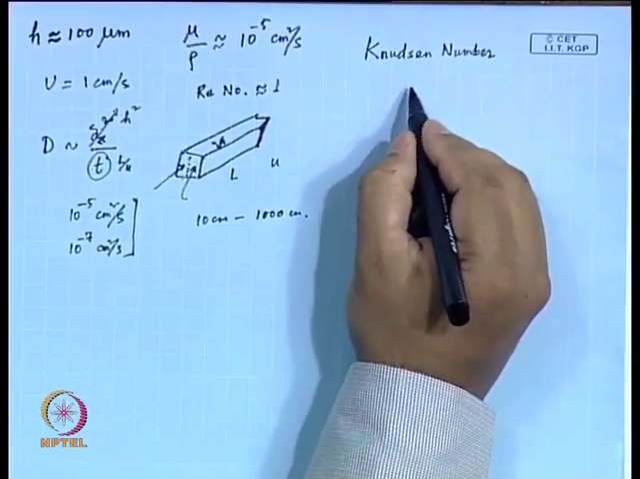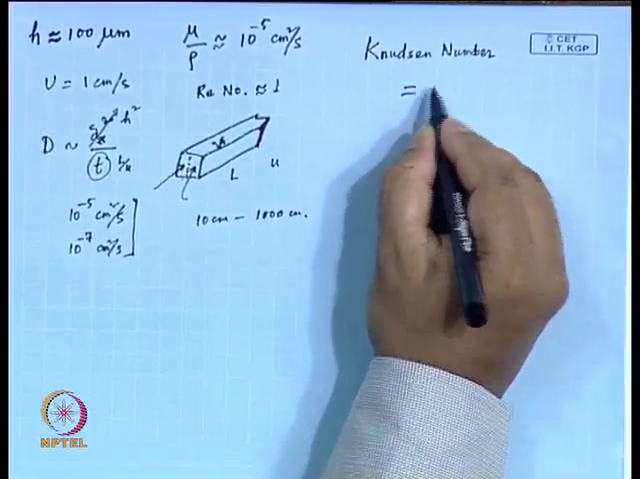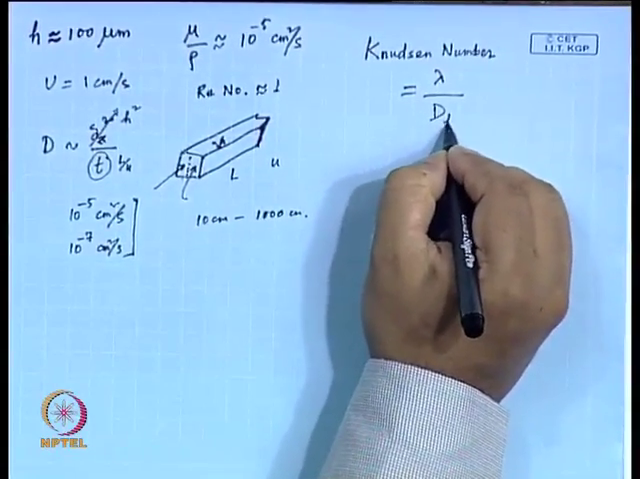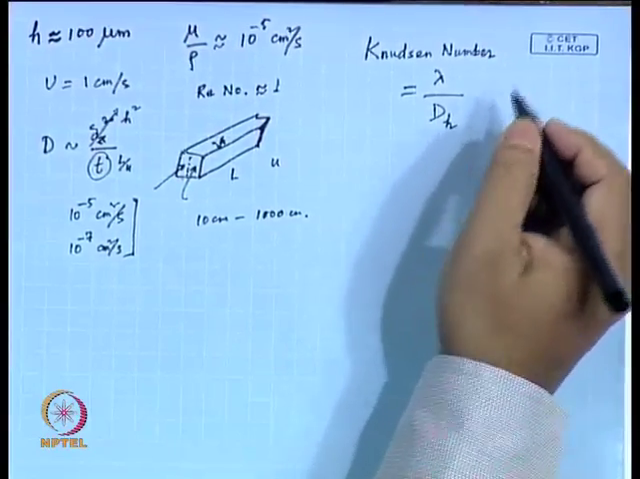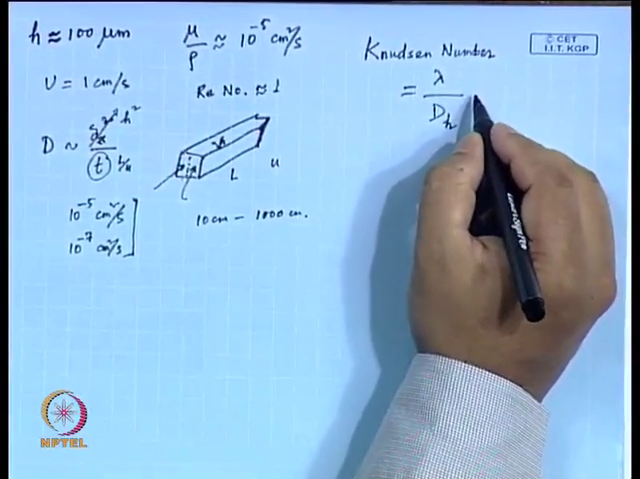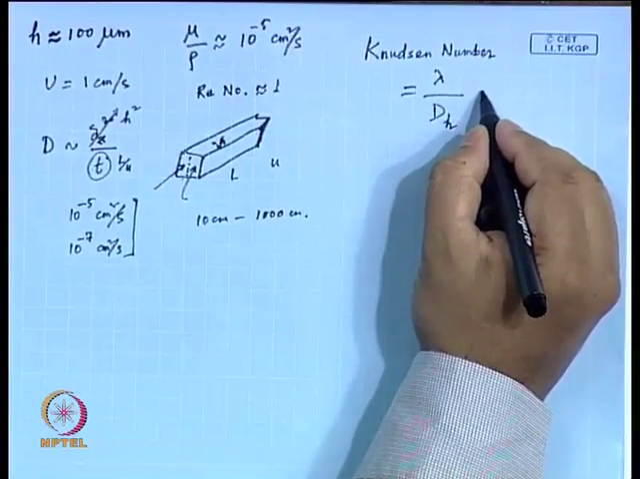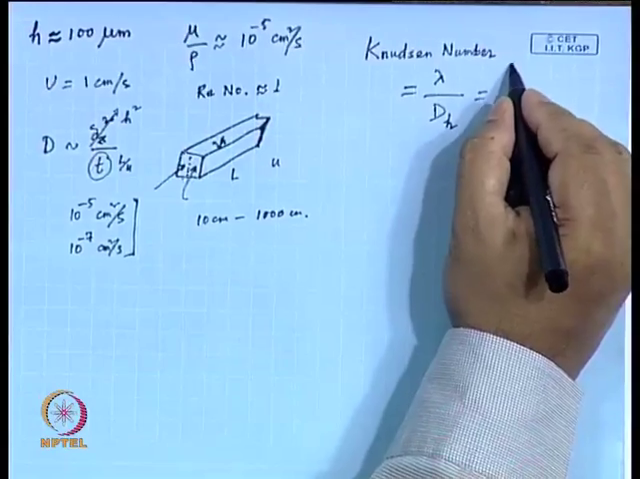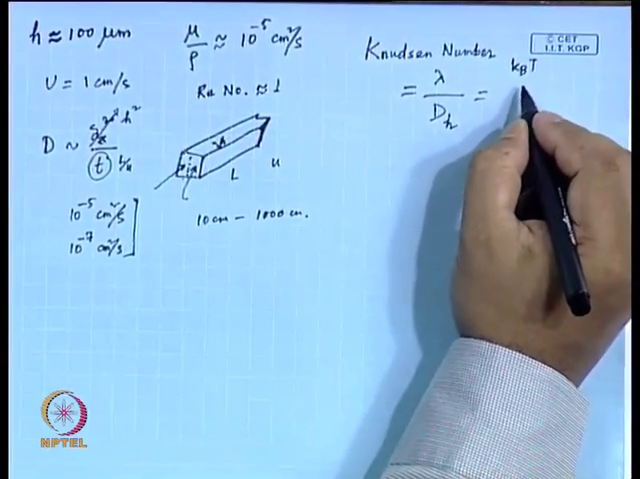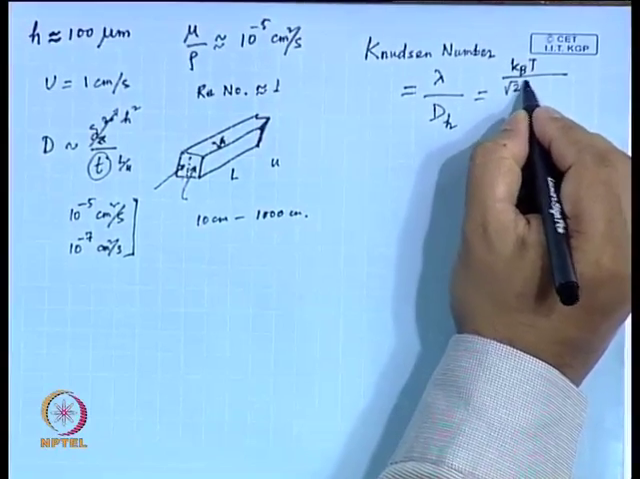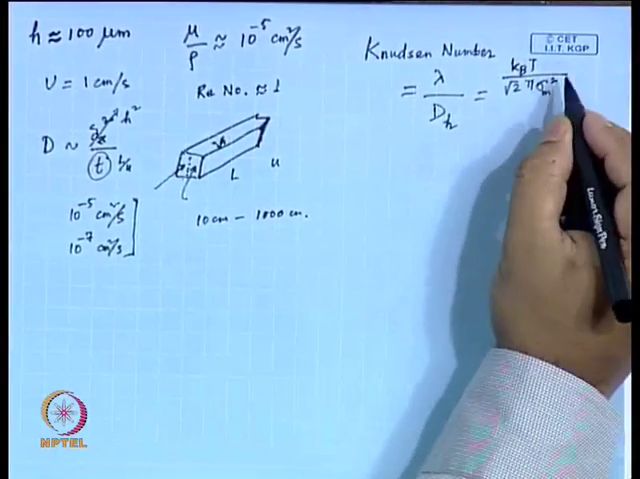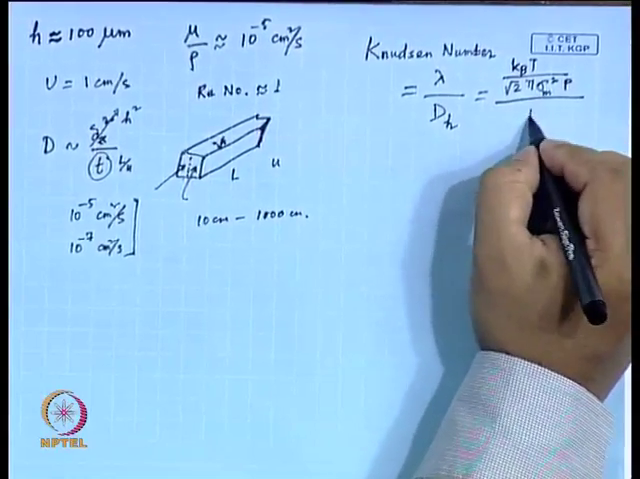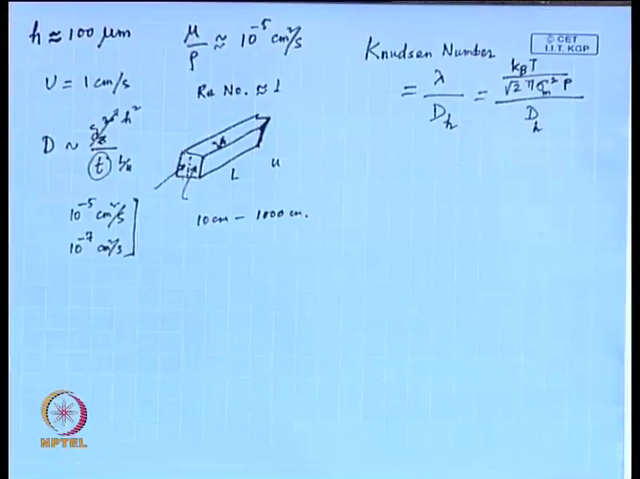Knudsen number is defined as lambda divided by dH. And what is lambda? Lambda is the mean free path of the molecule, which can be written as kBT divided by square root of 2 pi sigma m square p, and this whole thing divided by dH. dH is the hydraulic diameter, or some characteristic dimension of the channel. So, one is the mean free path and the other is the hydraulic diameter.